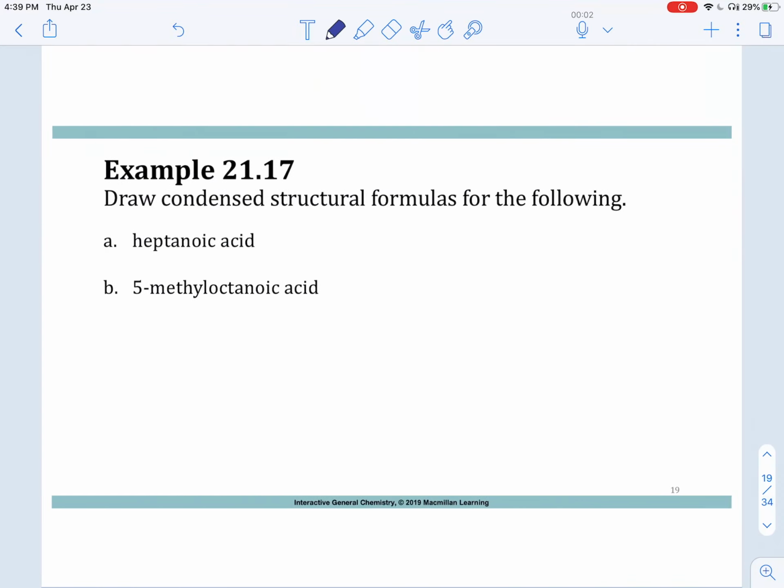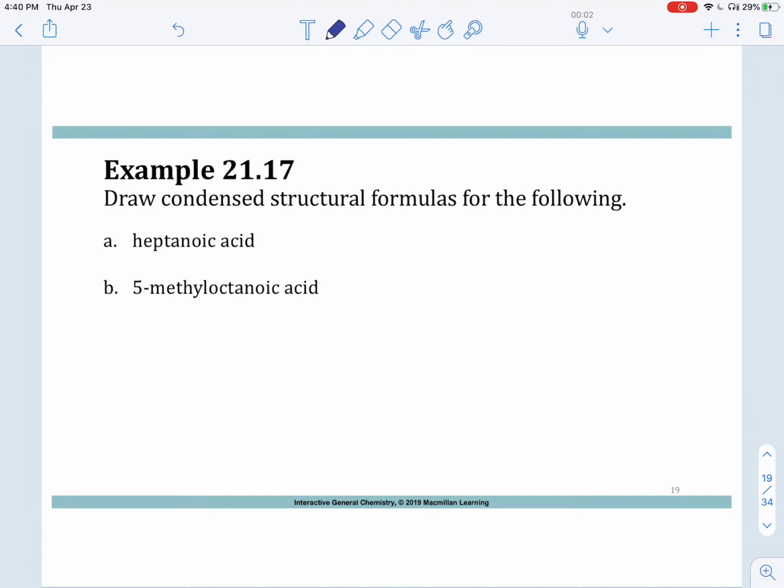So let's do a couple of practice. We're going to go from names to actual structural formulas here. So give yourself a second and pause to draw these. And you can do it in a structural formula or a skeletal structure with lines and dashes if you'd like.